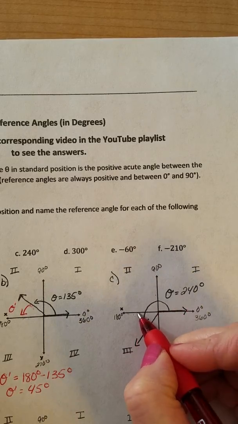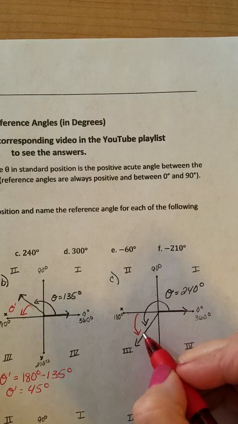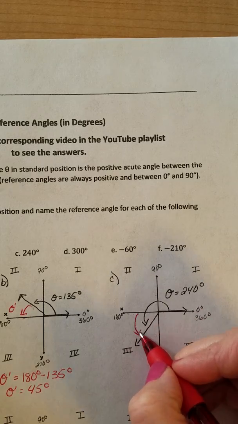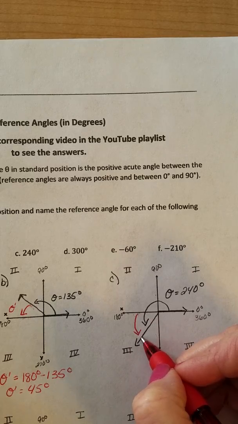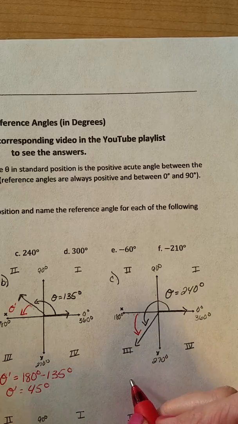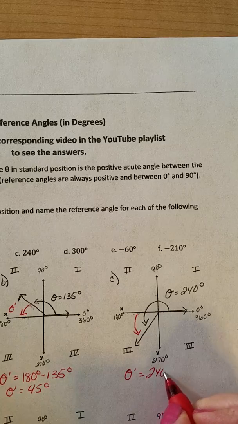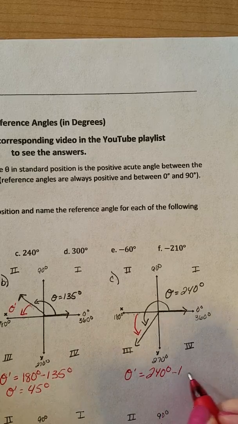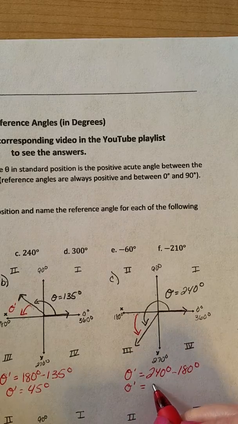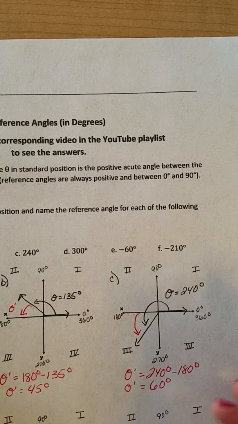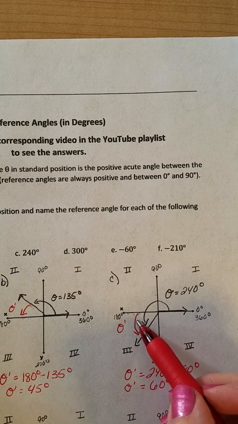My reference angle, again, here's the terminal side of theta. Here's the x-axis. So what is this measurement? I went 240 degrees, but I want to know what this measurement to 180 is. So it's kind of like I have to start here and backtrack to 180 degrees, which means my reference angle is going to be 240 degrees minus 180 degrees. And that gives me a measurement of 60 degrees. So my reference angle here is 60 degrees.